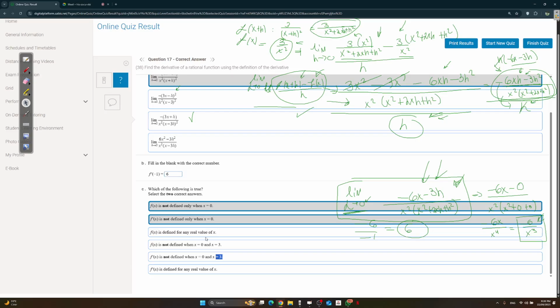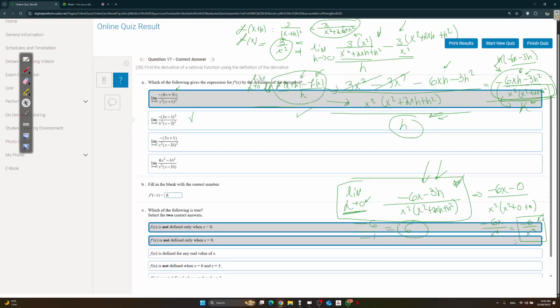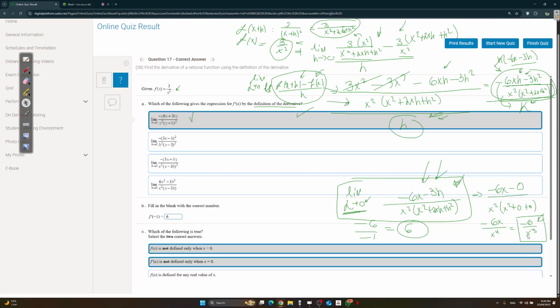Are they both satisfied? If only one of them is undefined and the other is defined, then you still can't choose this. You just can't. F prime of x is defined for any x? No way, because it's negative 6 over x cubed. Right, there's a denominator, so no way.